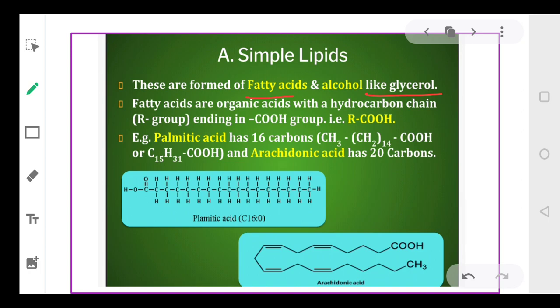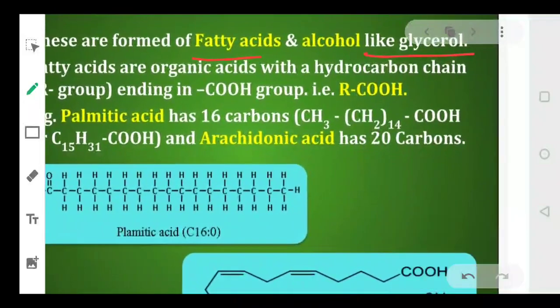Now, if you remember, we talked about the structure of the amino acid. In amino acids, on one side they have a carboxylic group, on the second side the amino group, on the third side a hydrogen atom, and on the fourth side an R group, which is called the variable group. This R group changes from one amino acid to another.